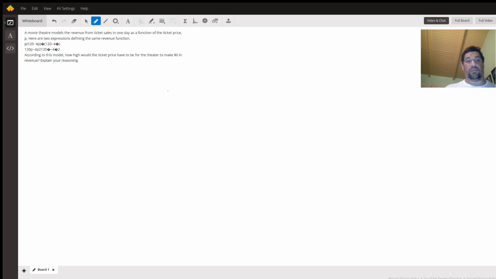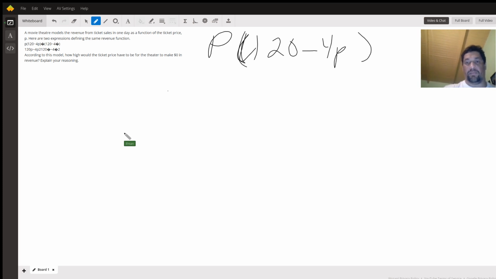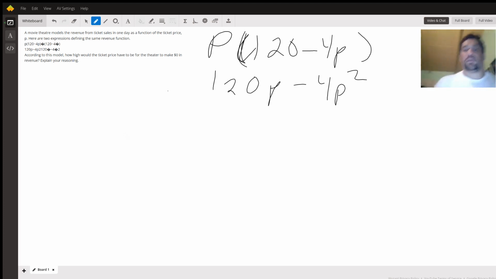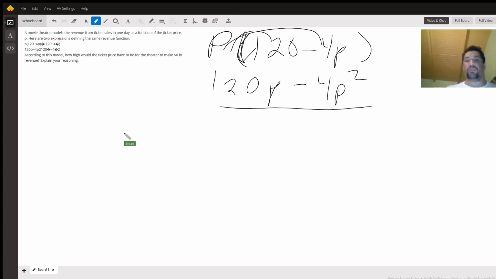There are two expressions behind the revenue function. I couldn't understand what you have there, but I will rewrite it and assume this is it. The first function, this parenthesis, one term behind us, 4p. And the next function, one term, negative 4p squared. So these two functions are actually the same function, because if you just distribute the p, you will get this function here.